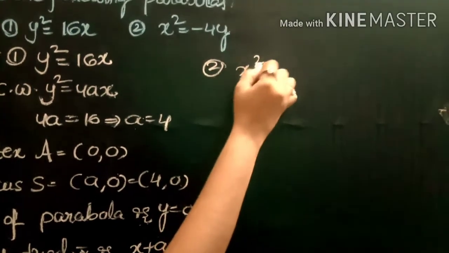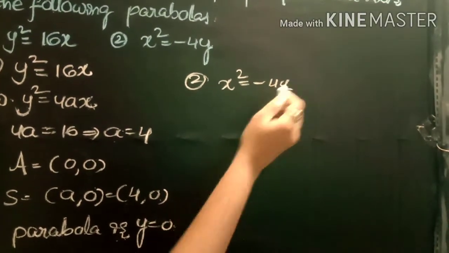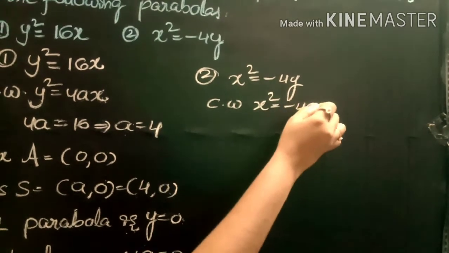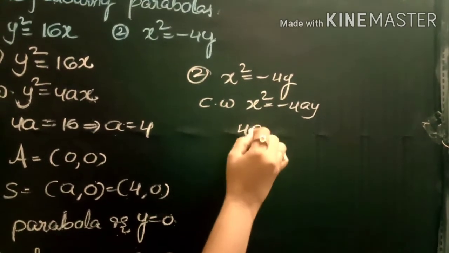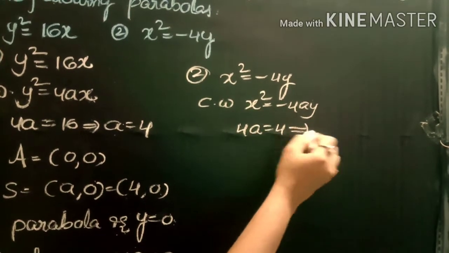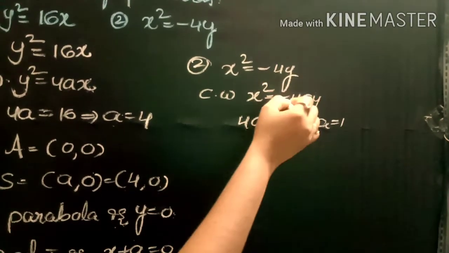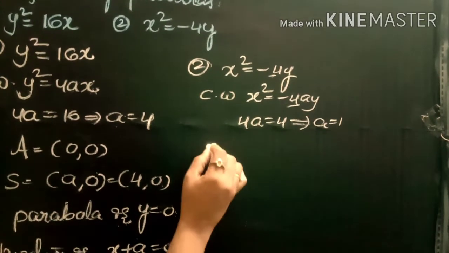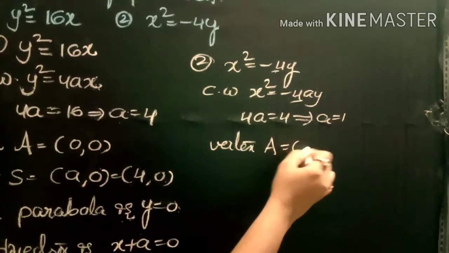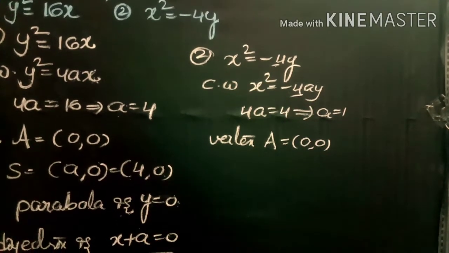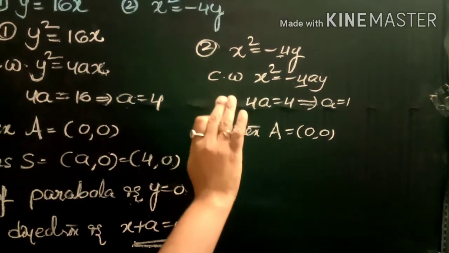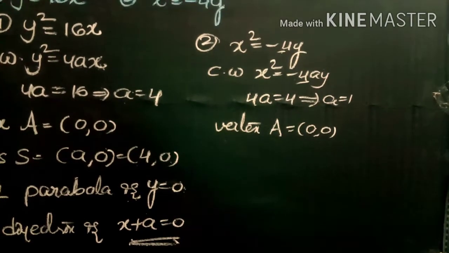Now coming to the second problem, second sum. This equation is x square is equal to minus 4y. First we compare this equation with x square is equal to minus 4ay. Then 4a is equal to 4 and the value of a is equal to 1. Now first vertex. Here also for this parabola vertex is equal to 0 comma 0. x square is equal to 4ay, x square is equal to minus 4ay, for all these parabolas, the vertex is always 0 comma 0.